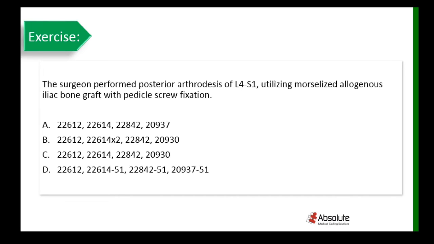If you said C, outstanding. All right, coders, so how did you solve your scenario? This is what I did.